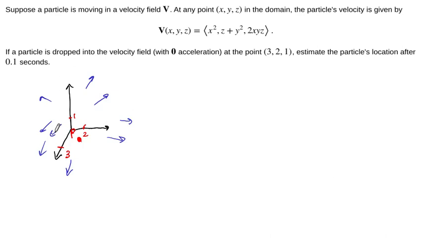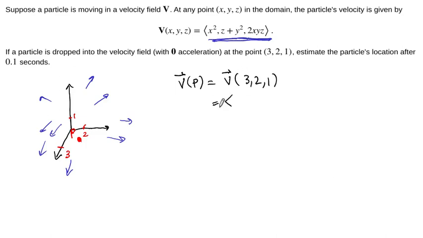But what we're going to do is say, okay, we've got this velocity field. For our point, we're going to have to compute what is the actual velocity at this point P. So the first thing we should do is say, okay, we've got our velocity field. What's the velocity at our point P? And I'm using P to represent this point. So we're going to plug in the coordinates 3, 2, 1 for x, y, and z into our velocity field.